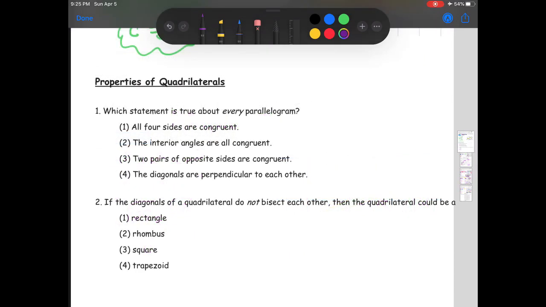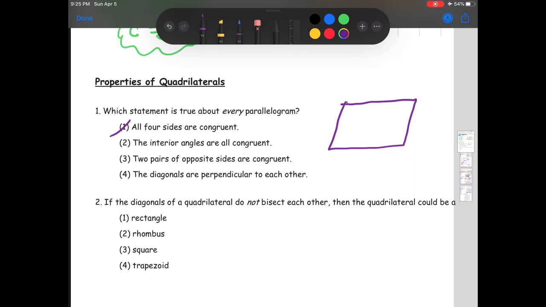On this page, okay, let's start. It says properties of quadrilaterals. You did the quadrilaterals unit. Some of you must have remembered. And what does it say? Which statement is true about every parallelogram? Let's quickly review the properties of a parallelogram. So what is a parallelogram? A parallelogram is something like this, right? All 4 sides are congruent. We know all 4 sides are not congruent, so that's not it. The interior angles are all congruent.